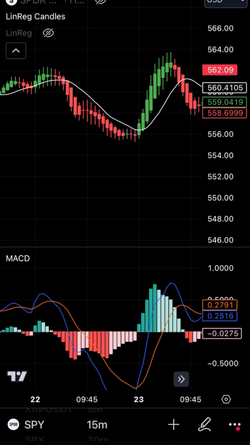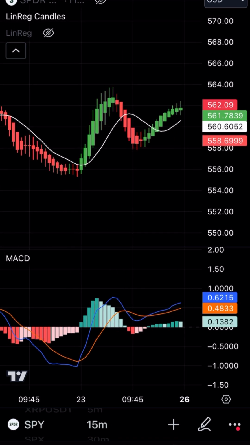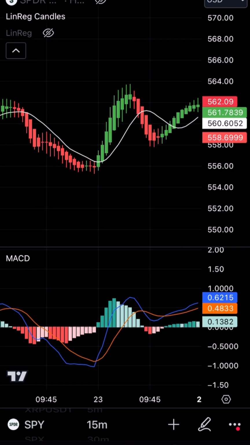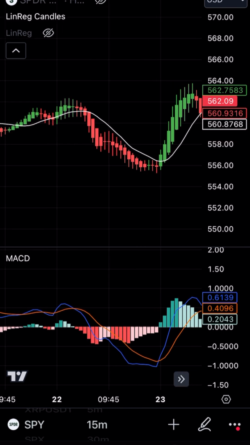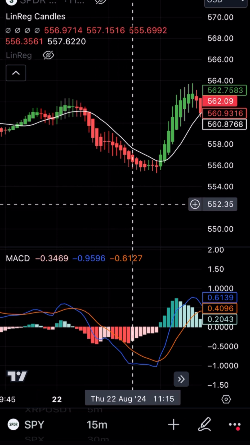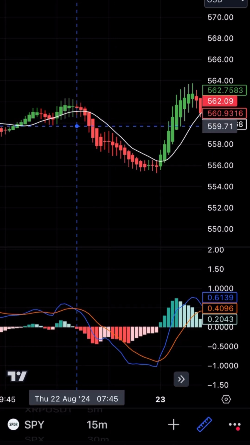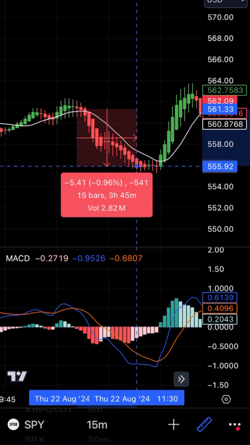Actually, if it doesn't work on a 15-minute, I would go to the 3-minute. But let's real quickly look at a couple of times. Right here we see that it's passing down through the histogram, so this is a bearish move. If we come in right here, we see a cross. We'd enter right here and ride it from here to here.